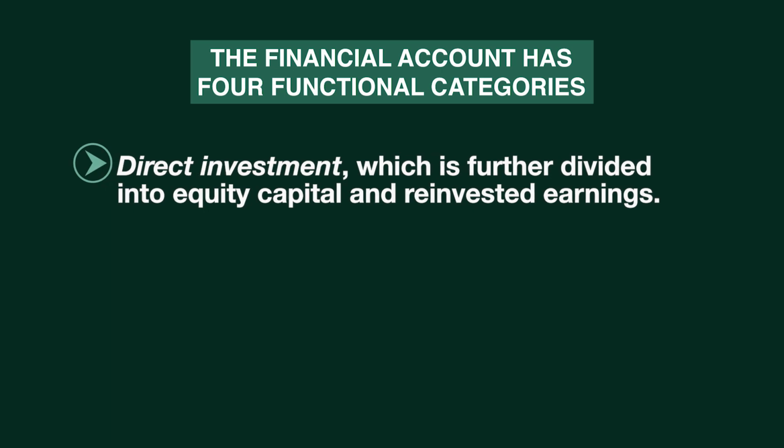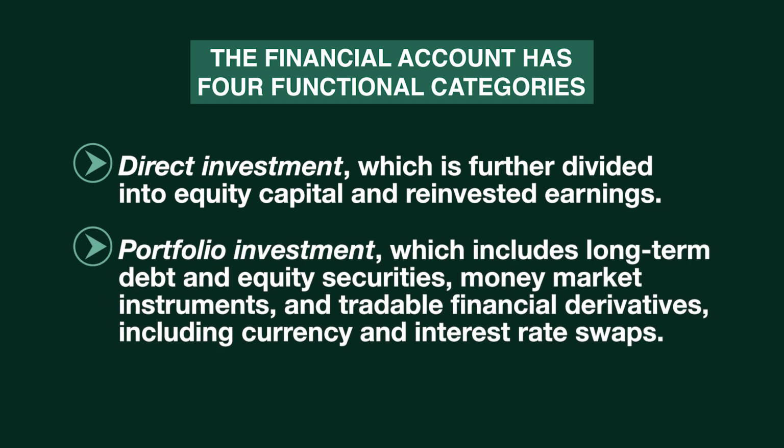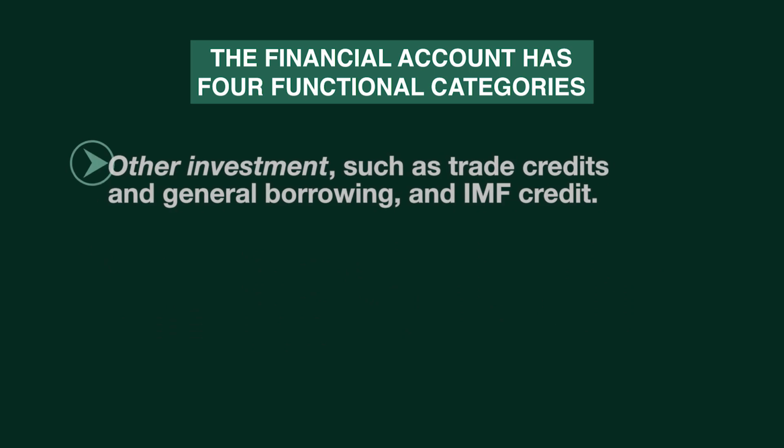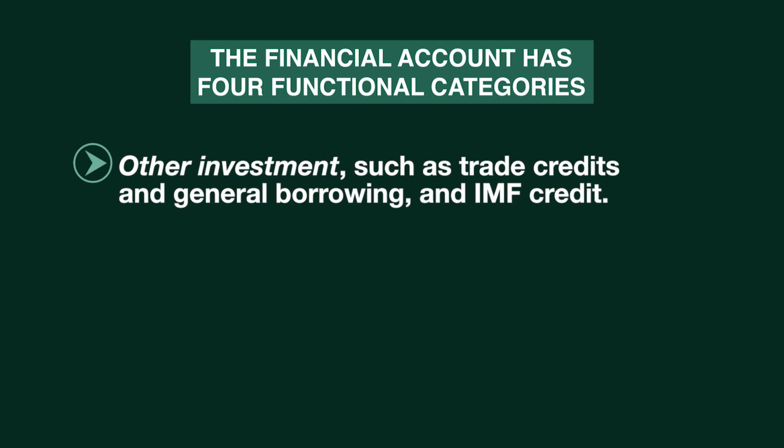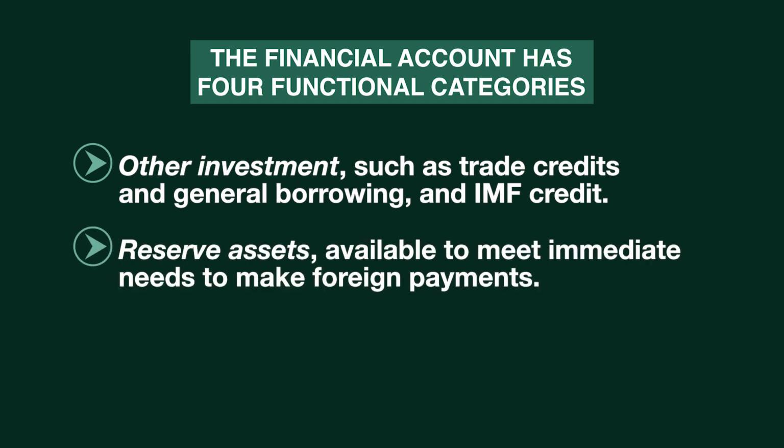Now, financial flows in the financial account can be of four types. One, direct investments in the form of equity investment or greenfield investment. There can be portfolio investment in shares or debentures of the country. It can be other investment, which can be in the form of trade credit or borrowing from the IMF. Or there are reserve assets, which are required to make immediate payments of foreign debts by a country.